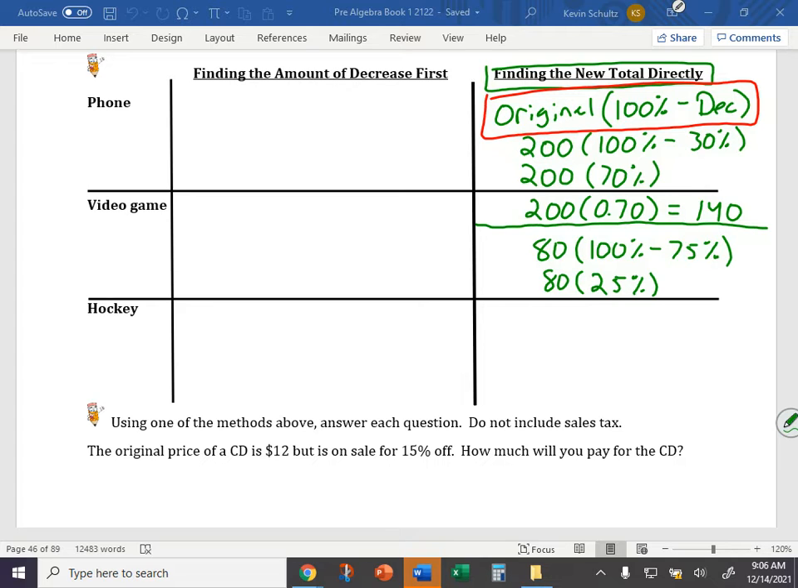So we're multiplying 80 by 0.25, which is the decimal version of 25%. And what do we get? Colin? $20. Okay.